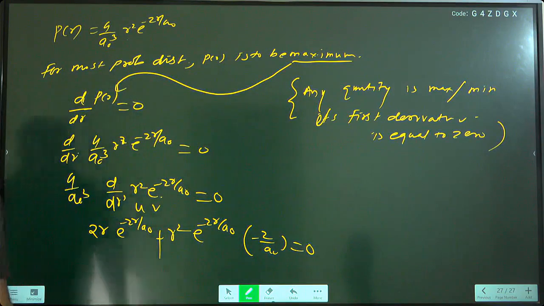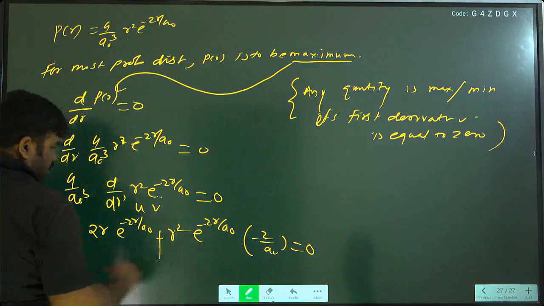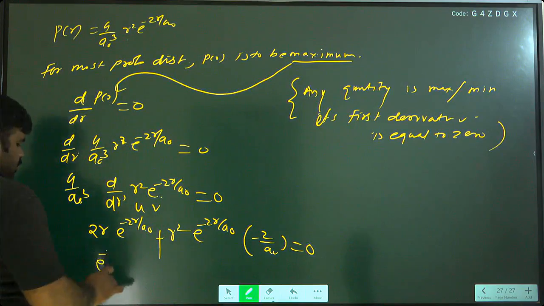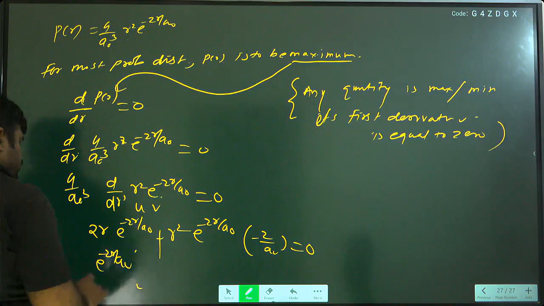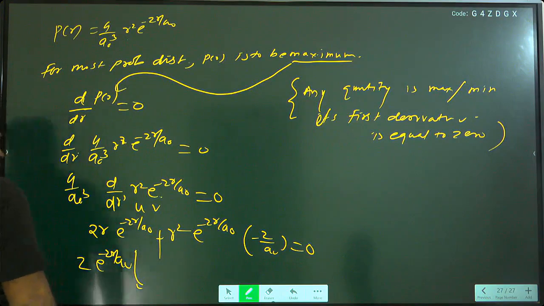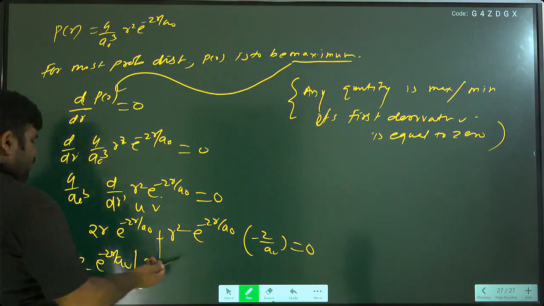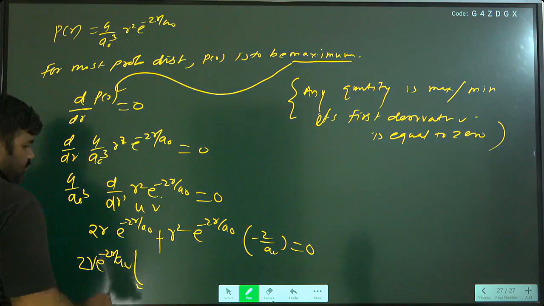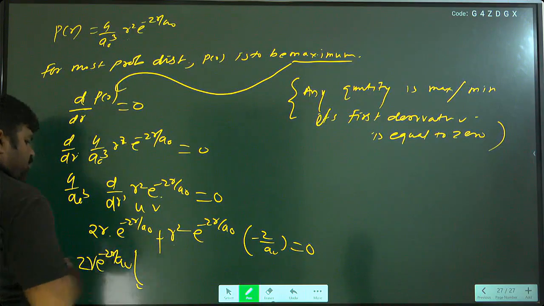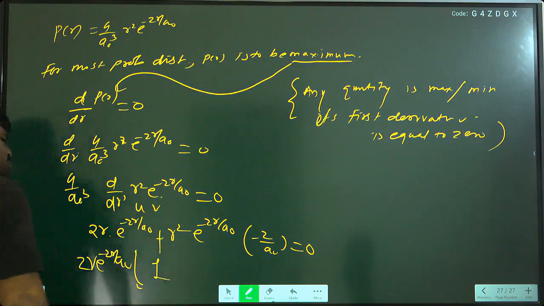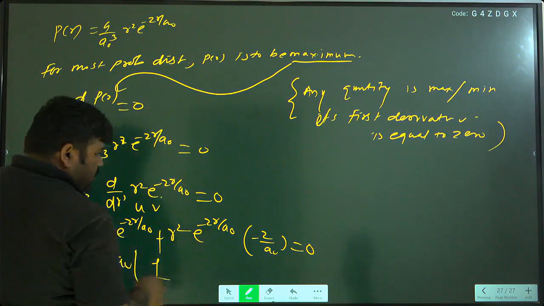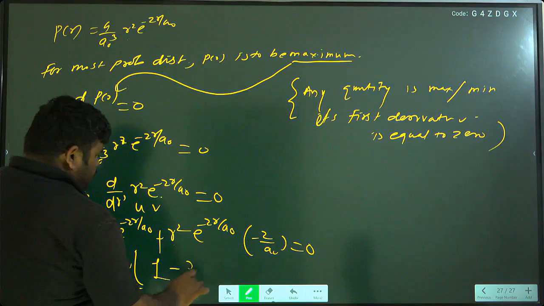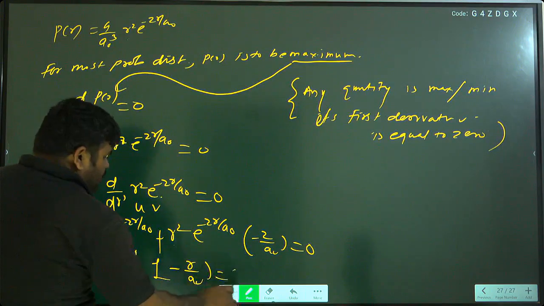Now from this equation we can take common out. क्या क्या कॉमन निकाल सकते हैं? e to the power minus 2r upon a0 take common out. Okay, next बचेगा क्या है यहाँ 2. This 2 also we can take outside. तो अंदर क्या रहेगा? r. Next और r भी बाहर निकाल सकते, कोई दिक्कत नहीं. r also we can take outside because here also r, here also r square. तो r we can take common out, means here we can write down 1 only. r बाहर निकल रहा है, e to the power minus 2r upon a0 also we can take outside. And what is the remaining one? Minus r upon a0 is equal to 0.